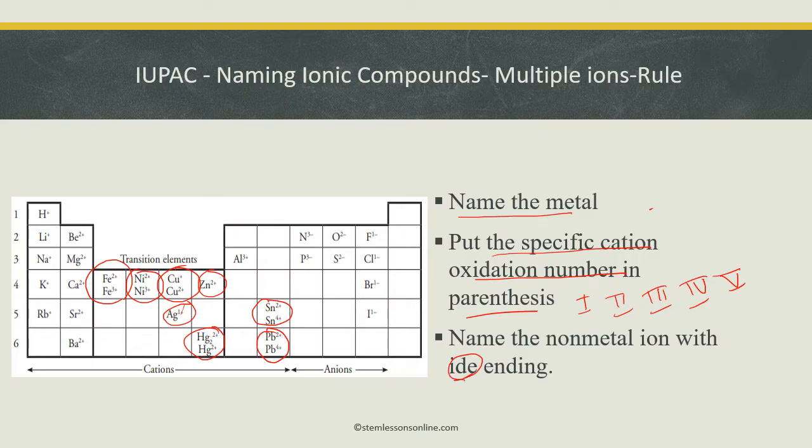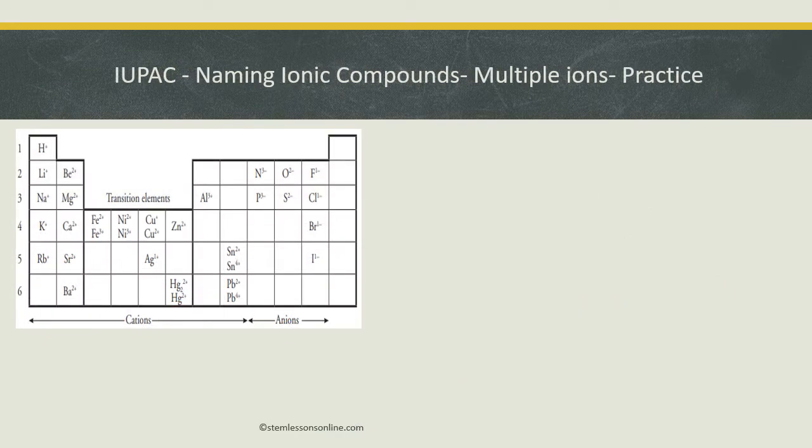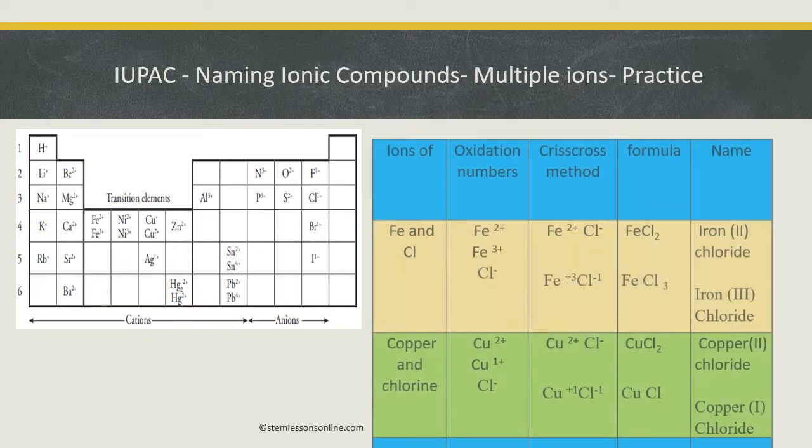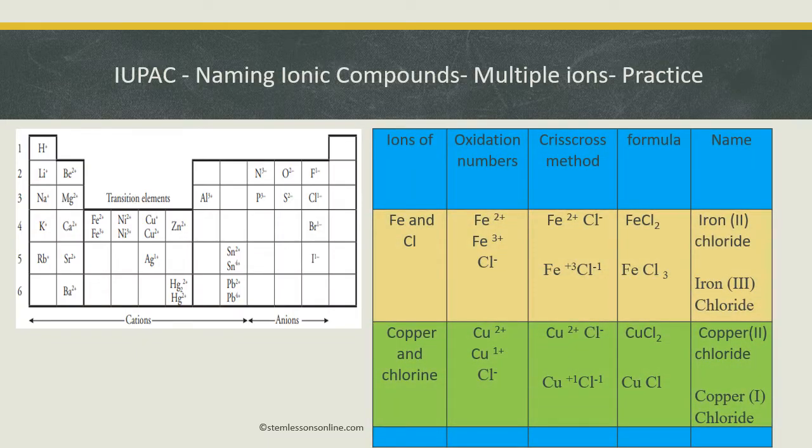Okay, so let's practice some compounds. For example, let's take iron. Fe2 plus, or it can be Fe3 plus. So they just said in the question iron and chlorine. Okay, so we will try both.